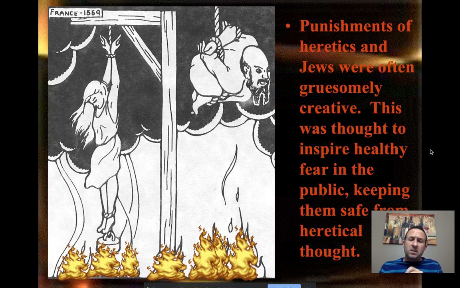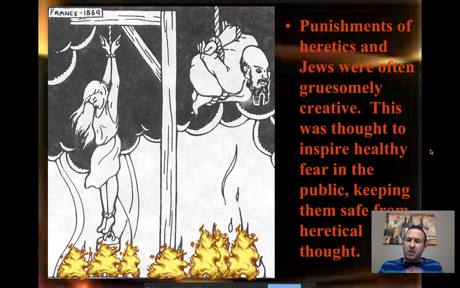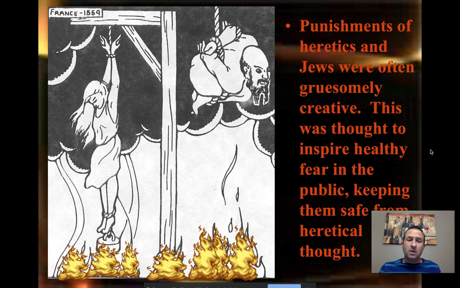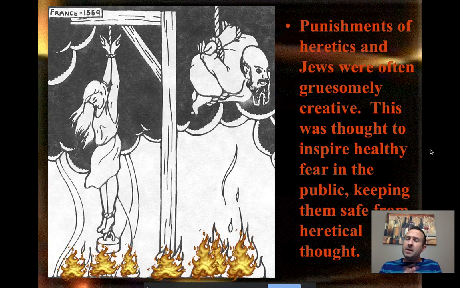The absolute two worst things you could be were a heretic or Jewish. And so they were trying to always invent new ways to gruesomely and tortuously torture you. Of course, this was thought to inspire fear, healthy fear, in the general public, keeping them safe from heretical thought. And so, adding weights to lower them slowly as the arms stretched down into that fire. Or, of course, lowering the man who's naked slowly onto the fire. Again, let's be a little creative here. Notice the year, France, 1559.